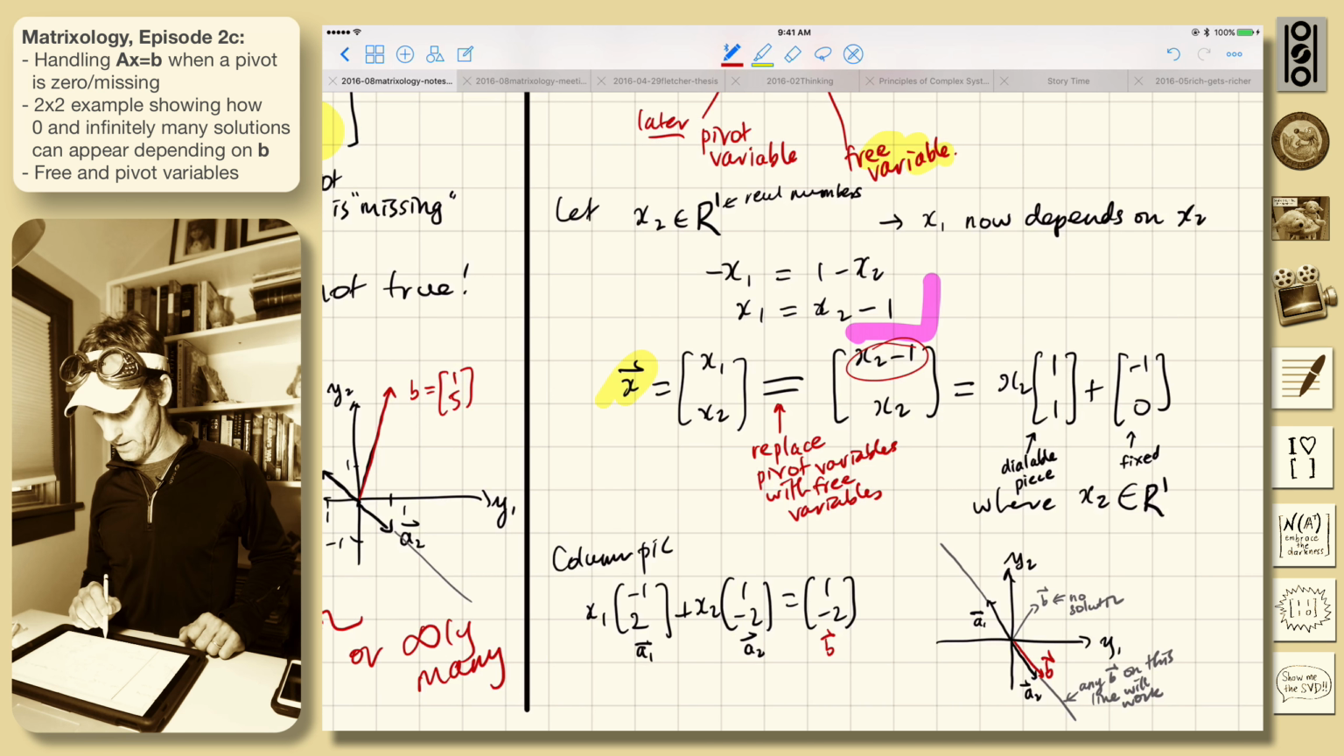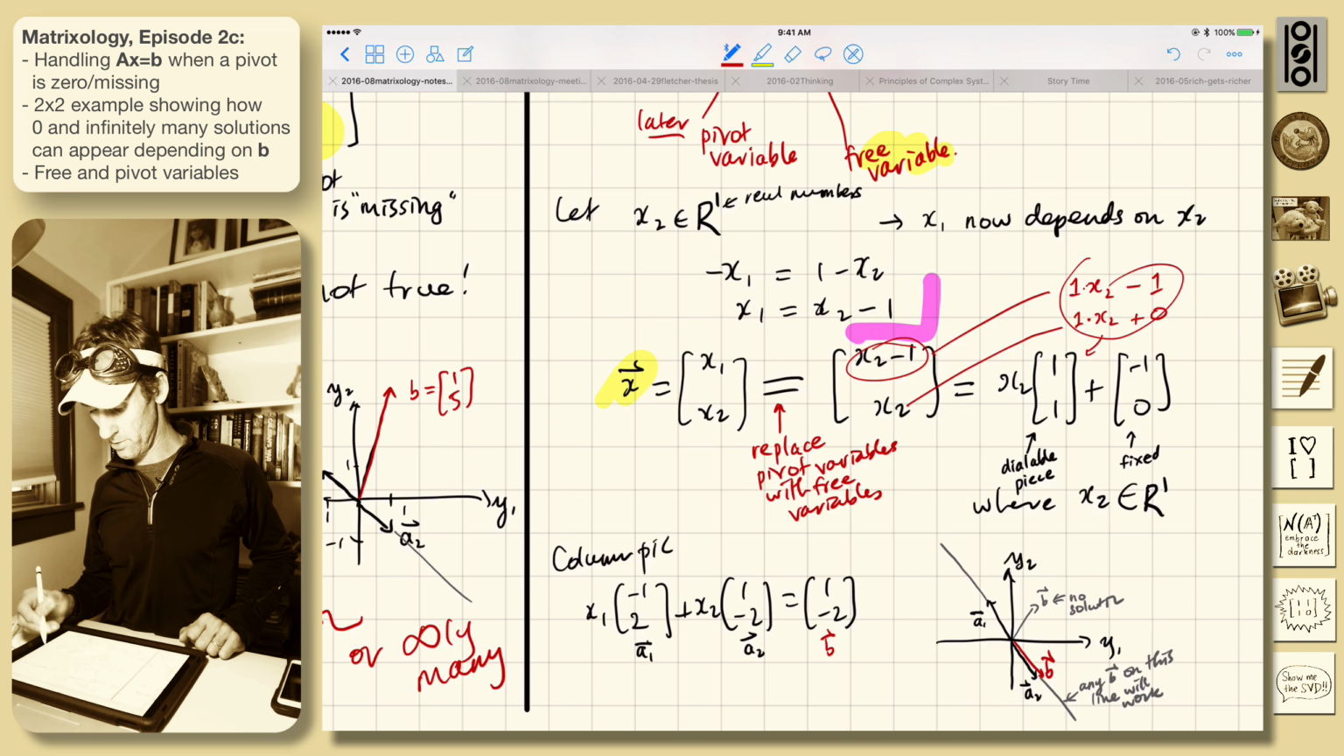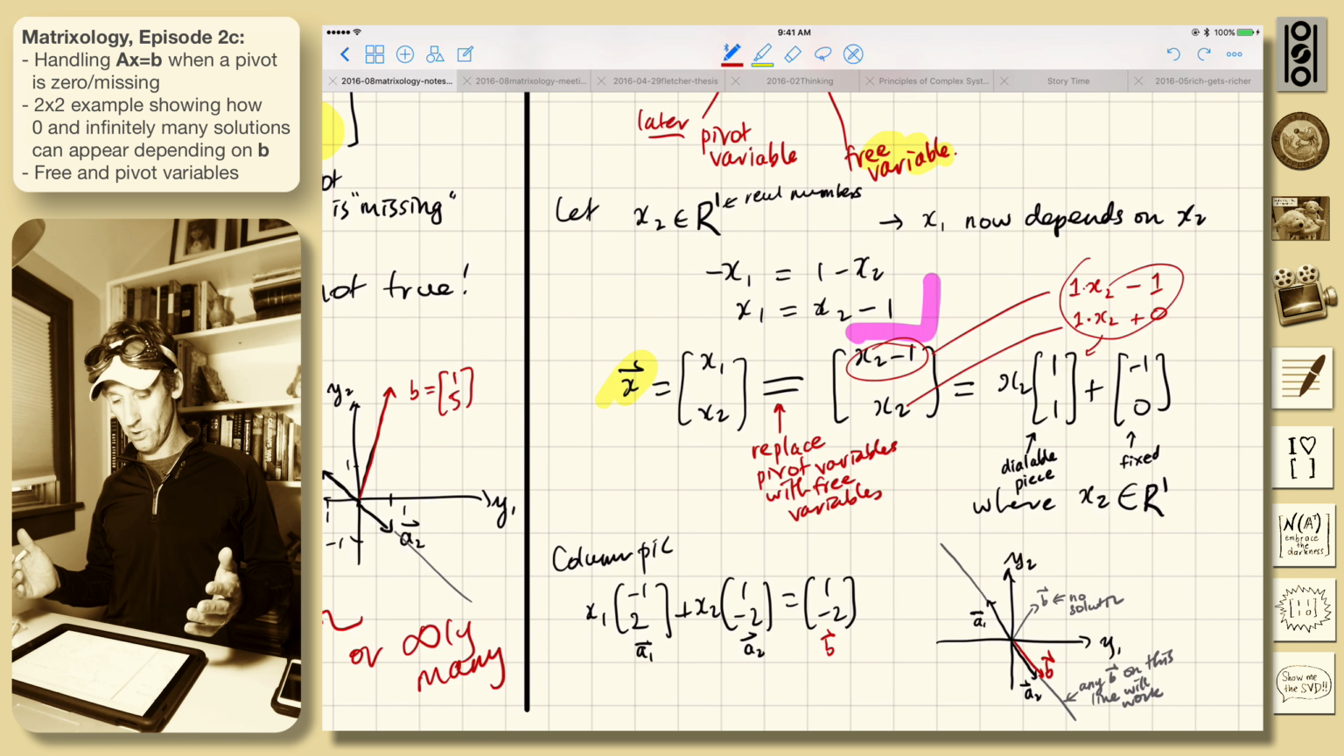There's x2 minus 1. That's really 1 times x2 minus 1. And then on the bottom, there's an x2, which is just, again, 1 times x2 plus 0. So that's how we can break this into this expression here, right? There's x2 times 1, 1, and then this is an offset vector here. I'll leave that there. Okay, so that's the solution.